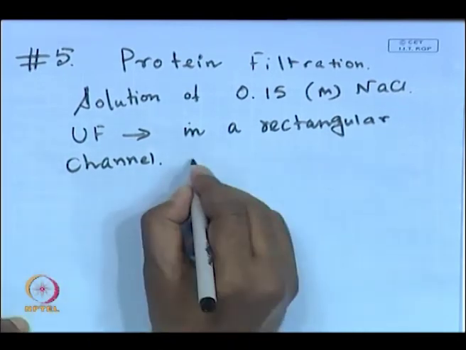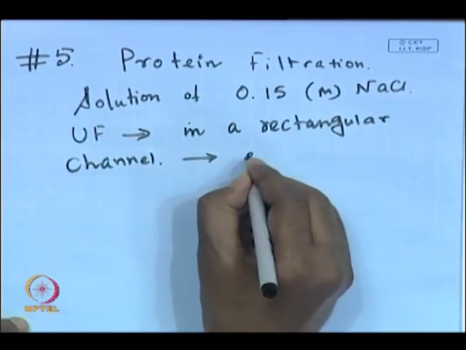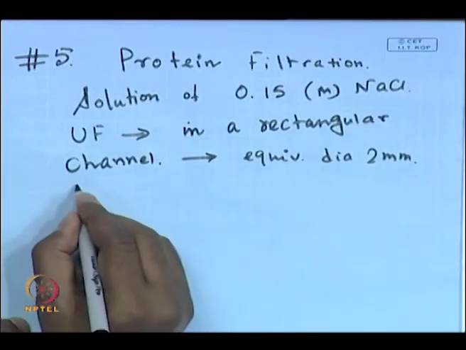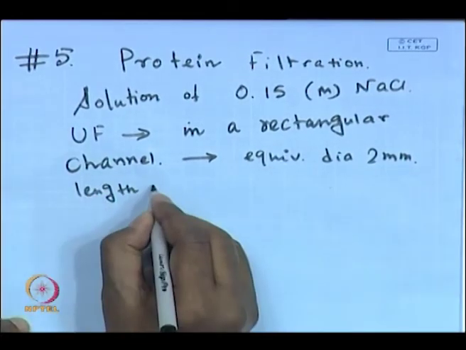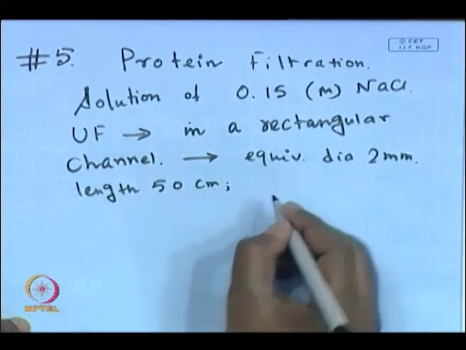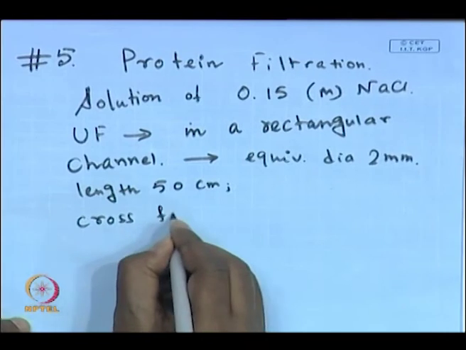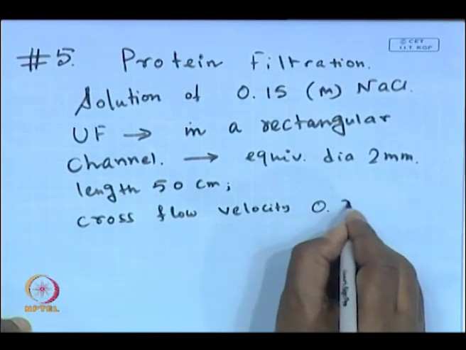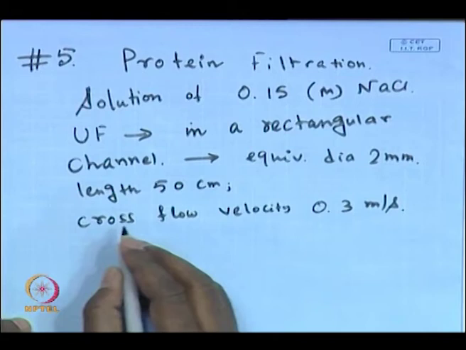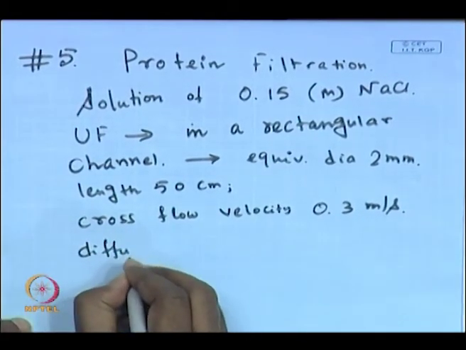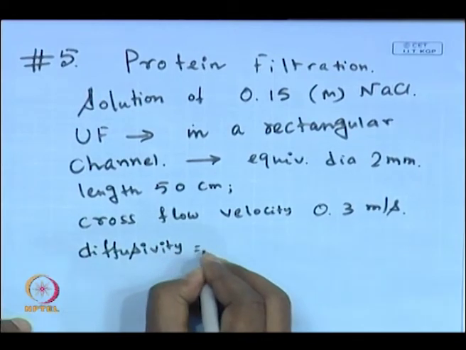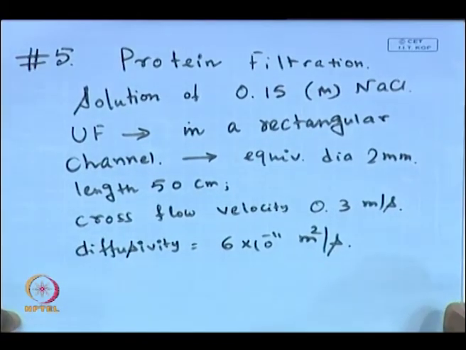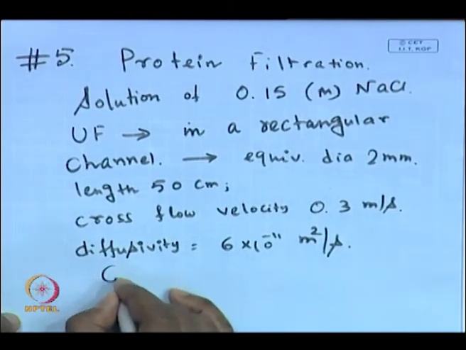Okay. And the rectangular channel will have the equivalent diameter 2 millimeter, channel length 50 centimeter, cross flow velocity 0.3 meter per second, and diffusivity of the protein is 6 into 10 to the minus 11 meter square per second. Again the filtration is gel layer controlled filtration.